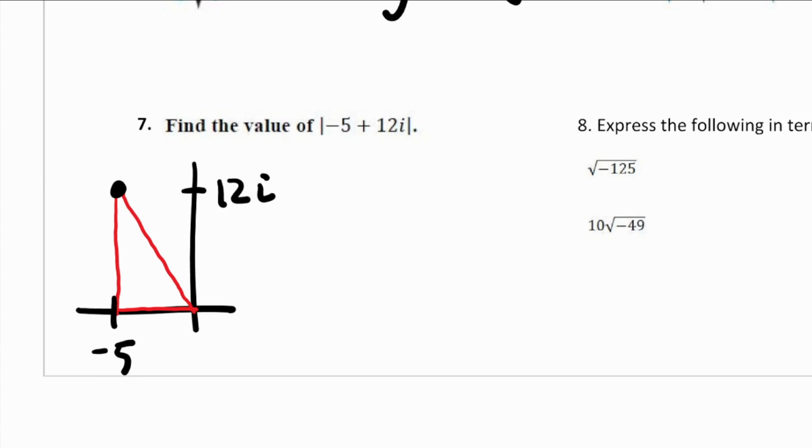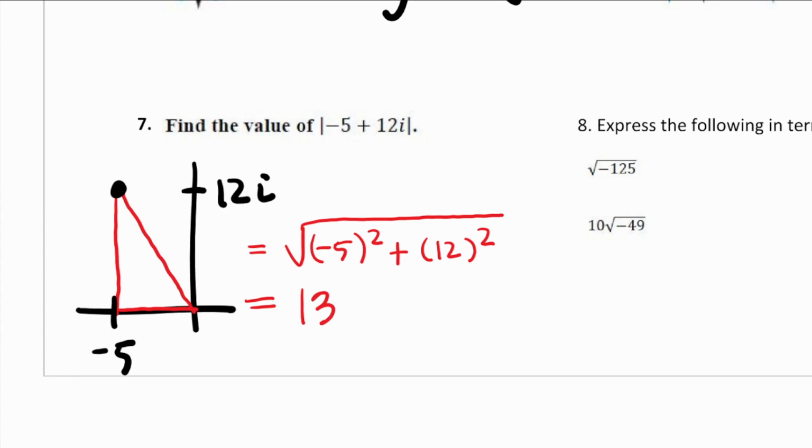This distance here is going to be equal to the square root of -5 squared plus positive 12 squared. And we don't really need the negative on the 5. We could just say 5 squared plus 12 squared. If you know about 5, 12, 13, that's a Pythagorean triple, you could say this is going to be equal to 13. If you don't, then you'd square -5, you get 25. Square 12, you get 144. Add them together, get 169. Square root of that is 13.